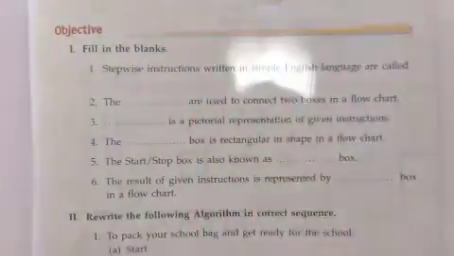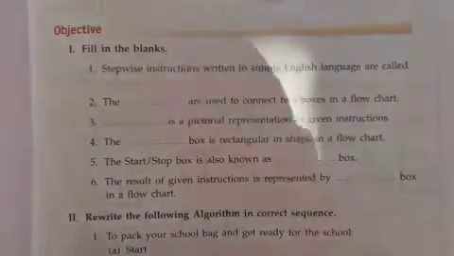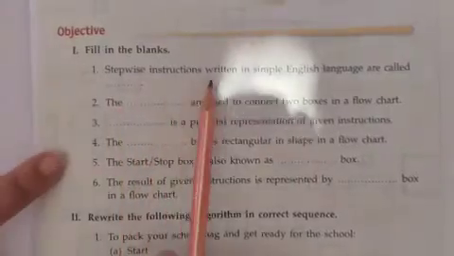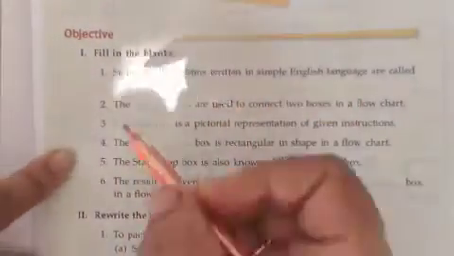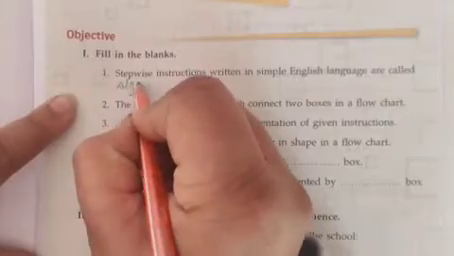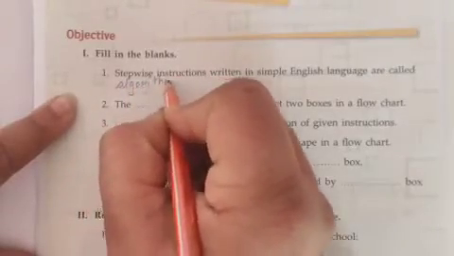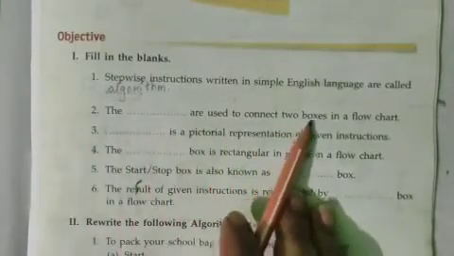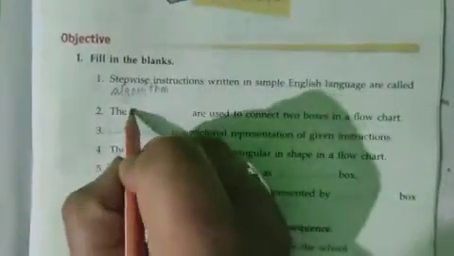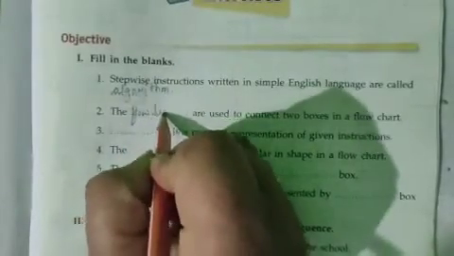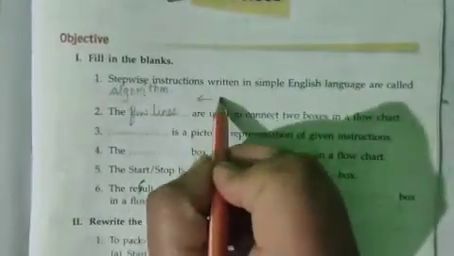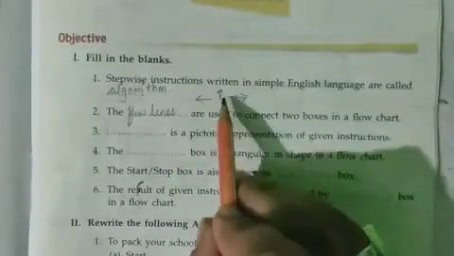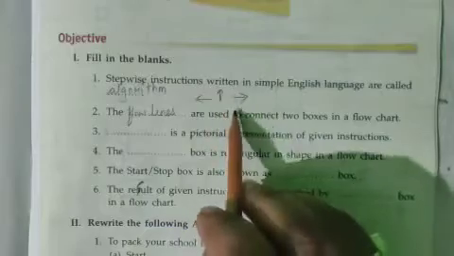So children, here are the exercise questions given on page number 133. The first question is fill in the blanks. First point, stepwise instructions written in simple English language are called dash. So write down algorithm here. Algorithm. Point number 2, the dash are used to connect two boxes in a flow chart. Write down flow lines. Flow lines are kind of arrows, they connect two boxes and they tell us the flow of the logic of a flow chart.